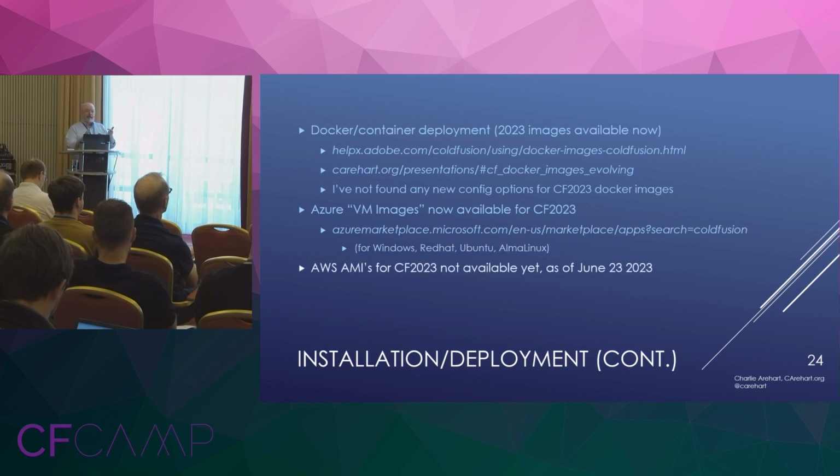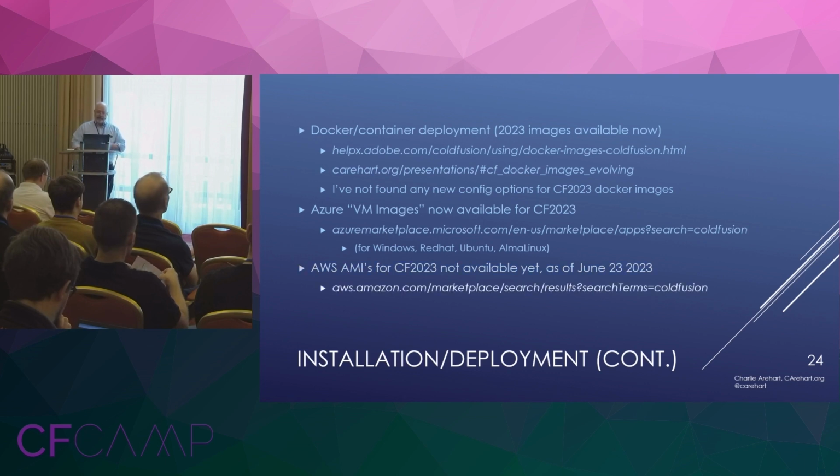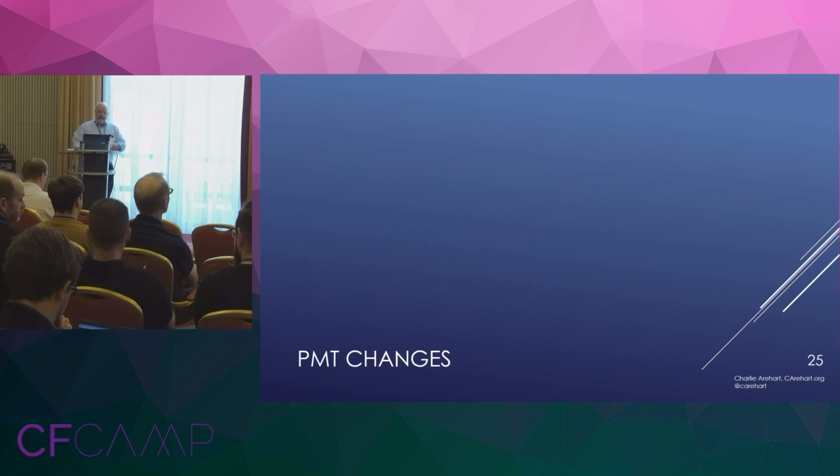And then the AWS AMIs that have existed for a long time, they don't yet, as of a test yesterday, I checked again, they're still not there for CF 2023. So the vendor that's behind those, I believe it's Coalesce, for some reason they just haven't gotten them out there yet, but we can expect that soon. And this is how you could search for it if you haven't gone there to look for it.